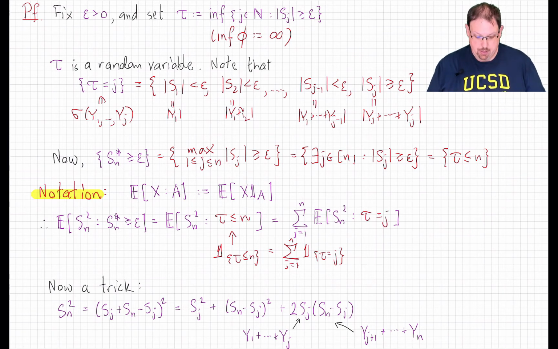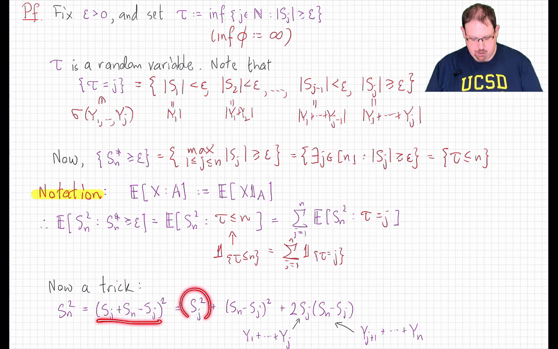Now we're going to use a trick which will become our bread and butter later on when we get to the study of martingales. Let's look at this Sn squared inside that expected value, and let's write it breaking up in terms of Sj inside this sum. That is, Sn can be written as Sj plus Sn minus Sj. Why would we do that? Well, just foiling it out, then we can write this as Sj squared plus Sn minus Sj squared plus 2 times Sj times Sn minus Sj.